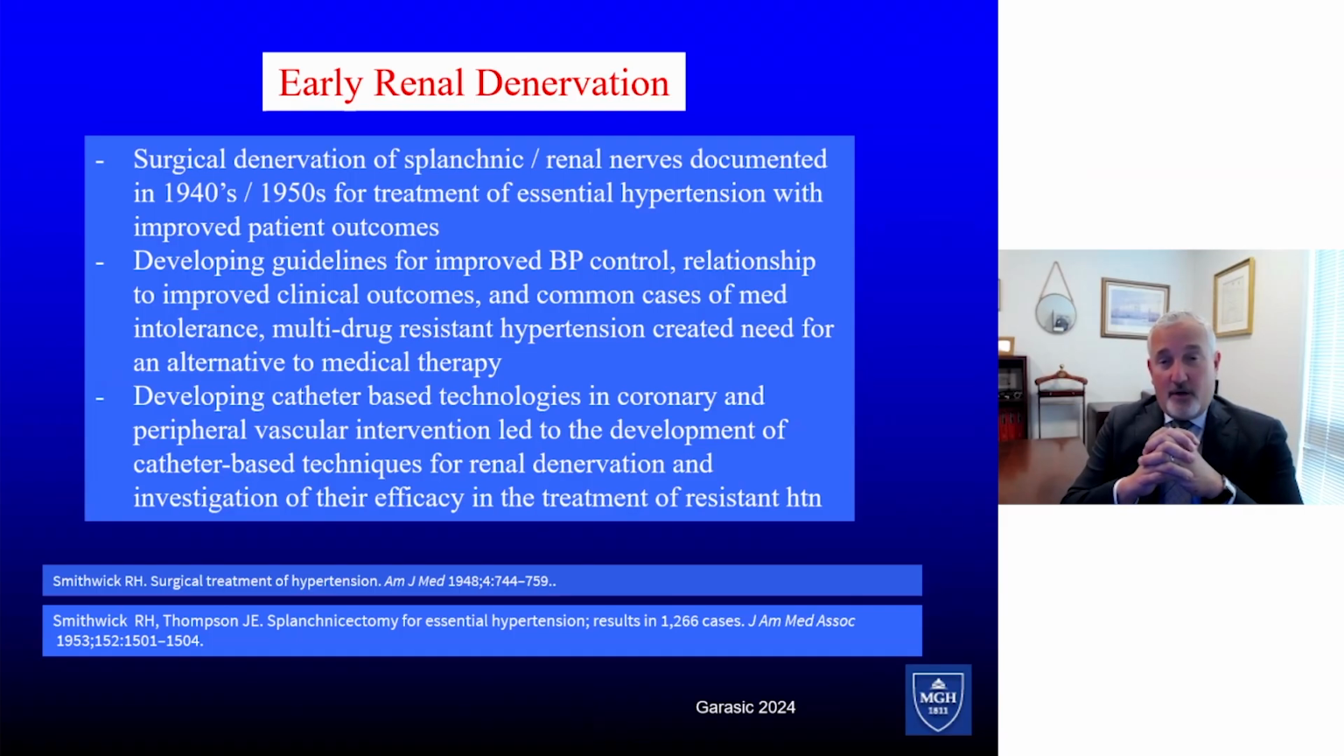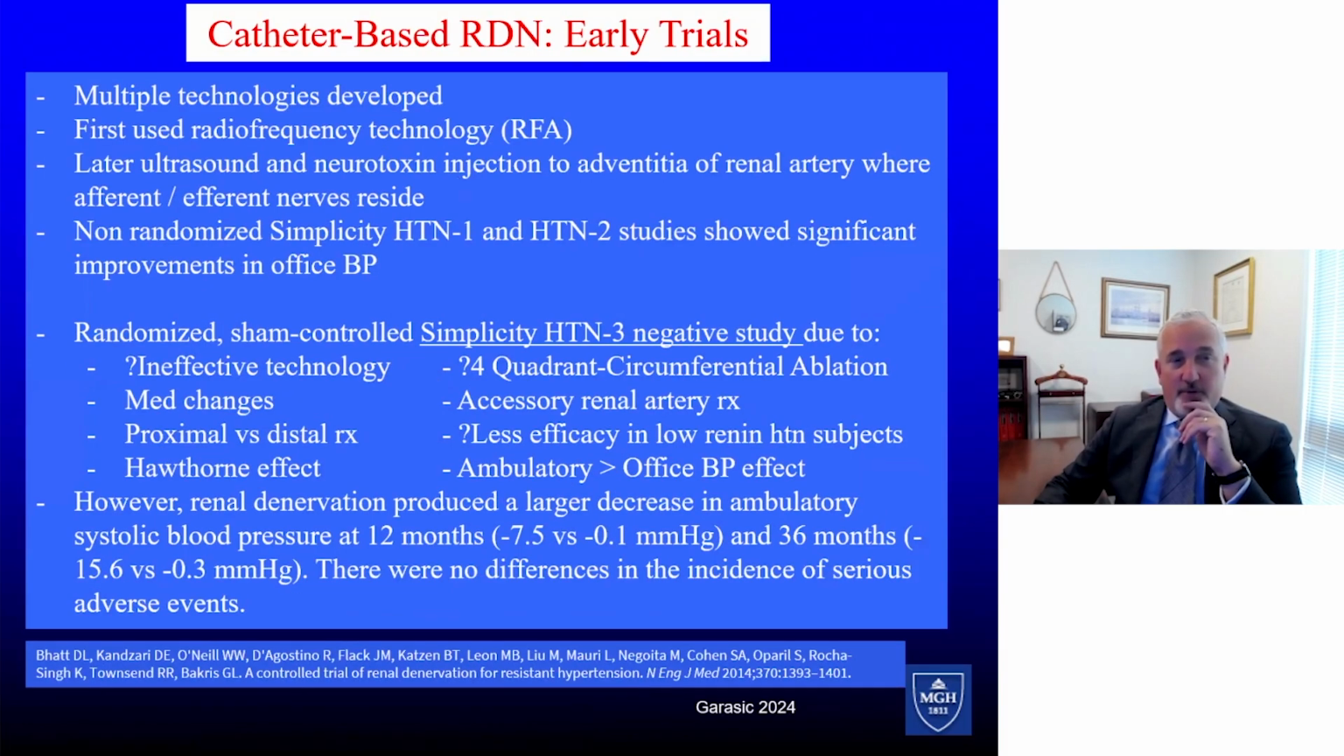And then in parallel, all the catheter-based technologies really took off in the coronary circulation, in the peripheral vascular circulation, carotids, renals, lower extremities, you name it. And then eventually, we found out that we could denervate a kidney without ever cutting anybody open. And so that sort of changed everything. So the early catheter-based RDN trials looked at multiple different technologies: radiofrequency ablation, ultrasound energy, and even the injection of neurotoxins into the wall of the vessel to ablate the surrounding renal nerves.